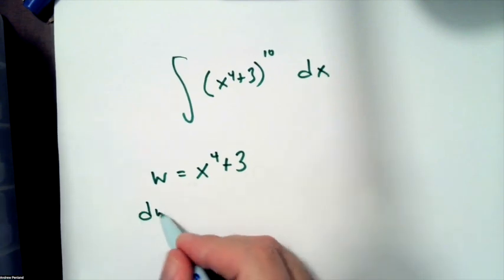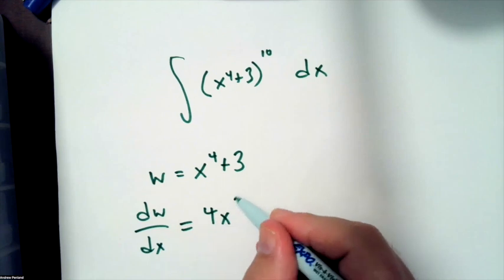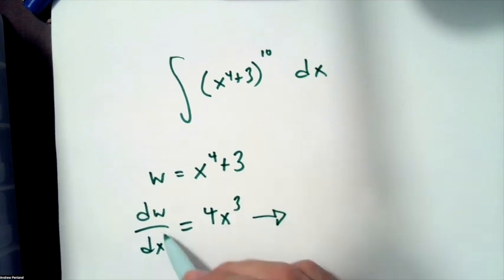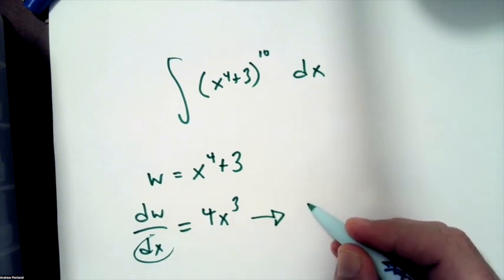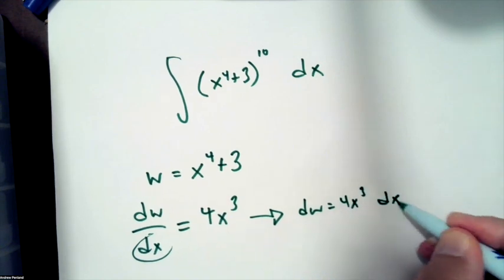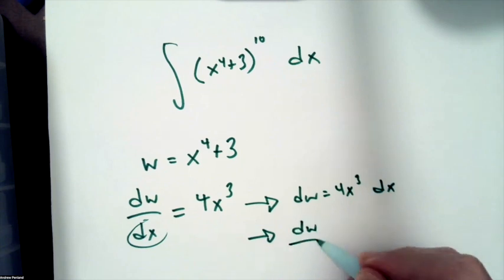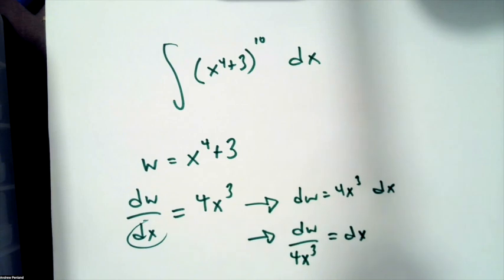So that would mean dw dx is equal to 4x cubed. Now remember here, I have to solve for dx. And when I do, if I cross multiply, I'm going to get dw is equal to 4x cubed dx. So dw divided by 4x cubed is equal to dx.